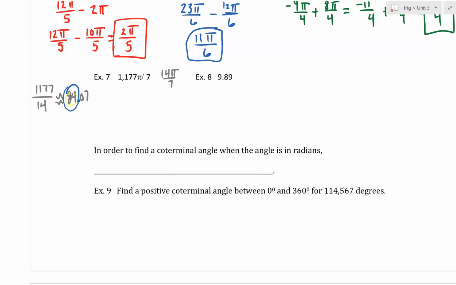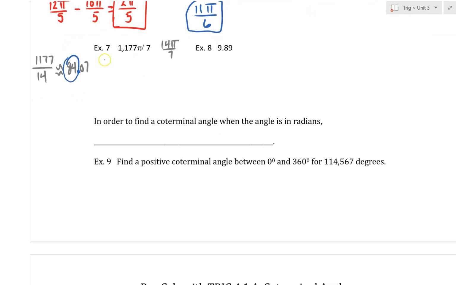I want to, if I use 84.07, whatever it is, then it's going to put me at a place I don't want to be. I want to be between 0 and 2 pi here. So I'm going to use this number, 84, and what I'm going to say is the following. I'm going to take 1177 pi over 7, and I'm going to subtract, because I need to go down in this case, this one's positive. I'm going to subtract 14 pi over 7, but I'm going to multiply that by 84.